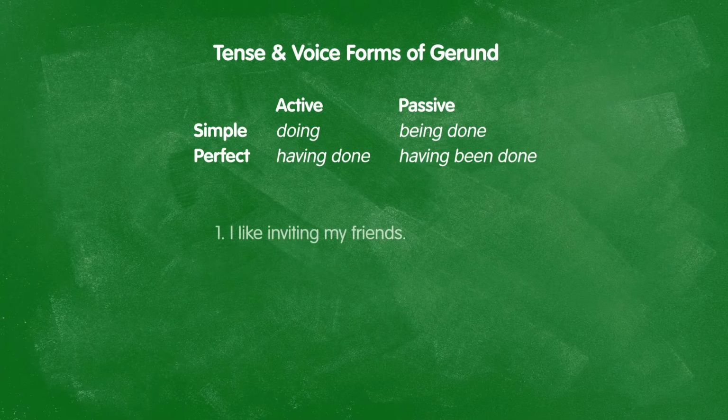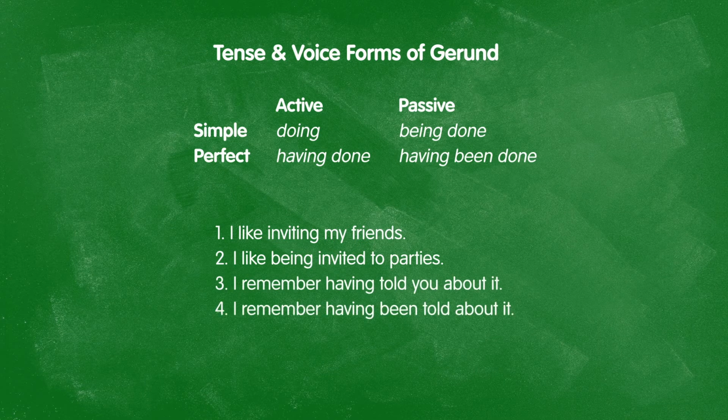This is a very common difference between British and American English. British English will commonly use the perfect forms of the gerund, whereas American English prefers the simple forms. However, it really is just a preference thing, usually. So now, let's look at some examples using each of these.